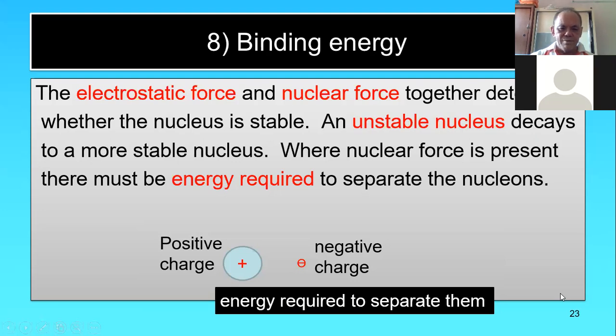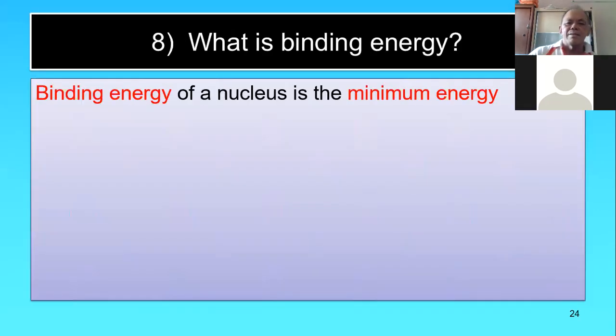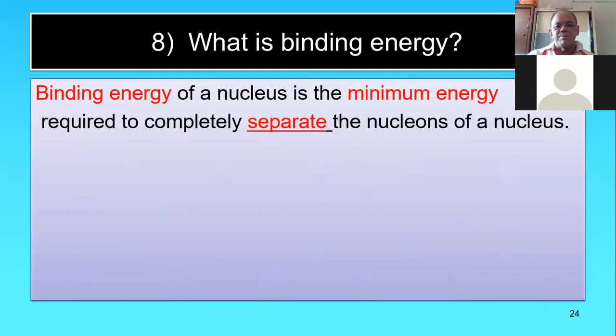Same, where the nucleons in the nucleus have an attractive force, we need to do work or supply energy to separate them. So what is binding energy? It's the minimum energy required to completely separate. Completely means you go to infinity, far away. They are independent. There is no more attractive force involved. Completely separate the nucleons of a nucleus.